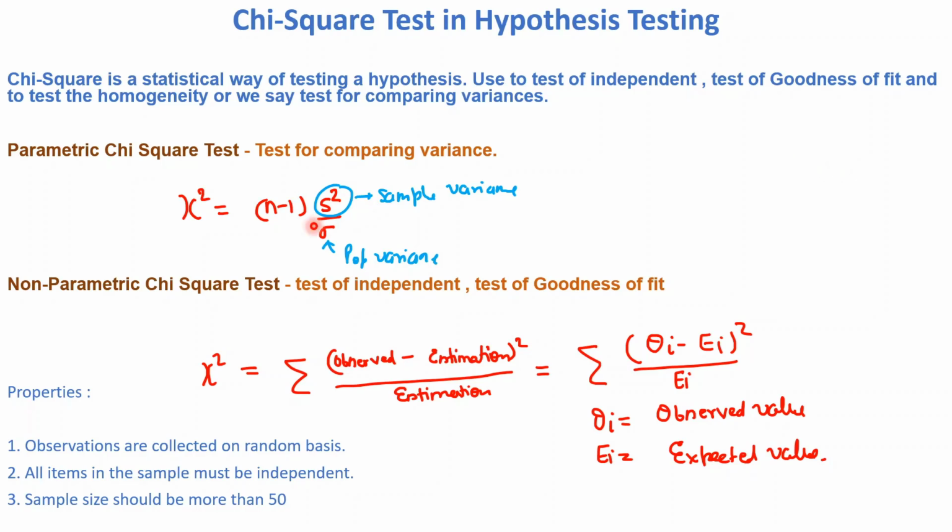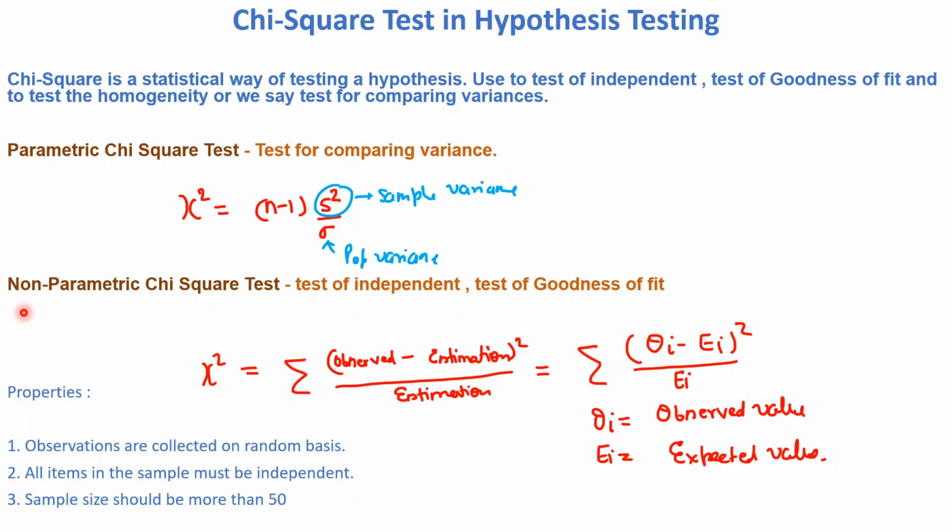The formula is: chi-square, which we denote by this particular sign, is equal to (n minus 1) s square divided by sigma square. Here s square is your sample variance and sigma square is your population variance.